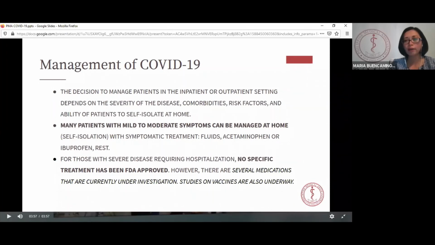However, there's one antiviral medication called remdesivir that has just gotten emergency use authorization from the FDA. This is used for hospitalized patients who have severe COVID-19 illness. It's given intravenously, and preliminary studies have shown that this can shorten the hospitalization stay by up to 4 days. However, the mortality rate is not significantly different from the placebo group. There are also several medications that are currently under investigation, and multiple studies on vaccines are also underway. Next slide.